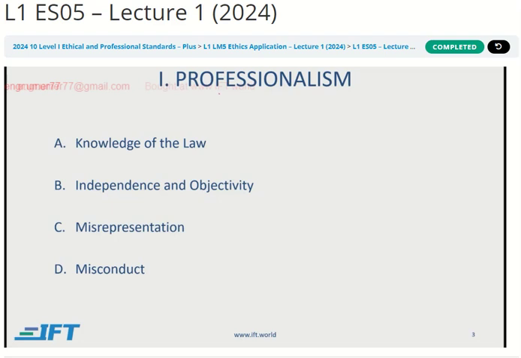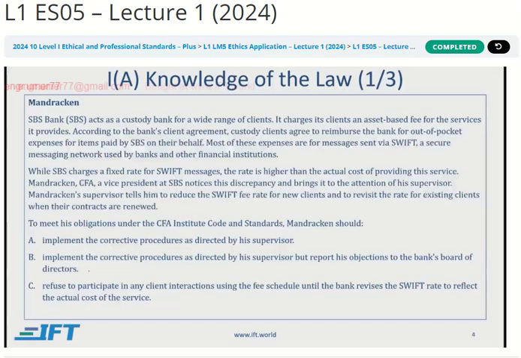So now, as a quick refresher, we have 7 standards. Of those 7 standards, the first one is professionalism. And under professionalism, we have 4 substandards. 1A is knowledge of the law, 1B is independence and objectivity, 1C is misrepresentation, and 1D is misconduct. You need to know these standards before you attempt the different cases. Under standard 1A, knowledge of the law, we have multiple questions. The first question is as follows.